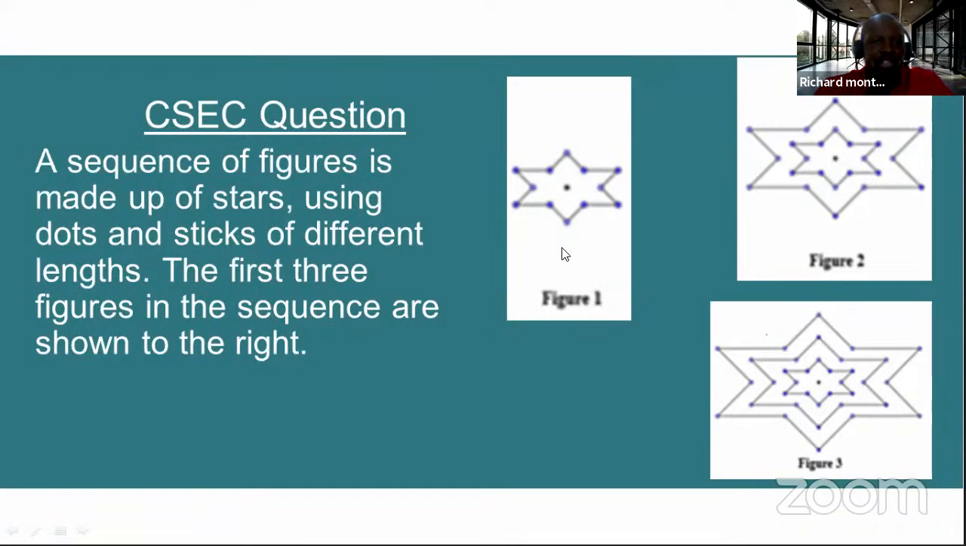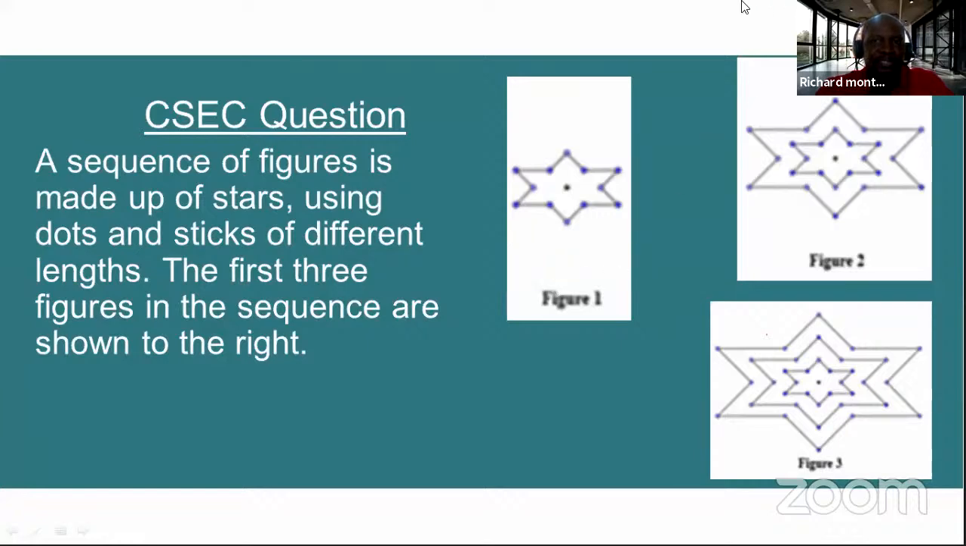So what I want you to do right now, students, since it is made up of dots and sticks, I want you to identify the figure number. So you'll say FIG1, and then the first number that you write will be for the number of dots, and the second number you write will be for the number of sticks. So remember, figure number, then dots, then sticks. I want the number of dots and sticks in figures 1, 2, and 3.